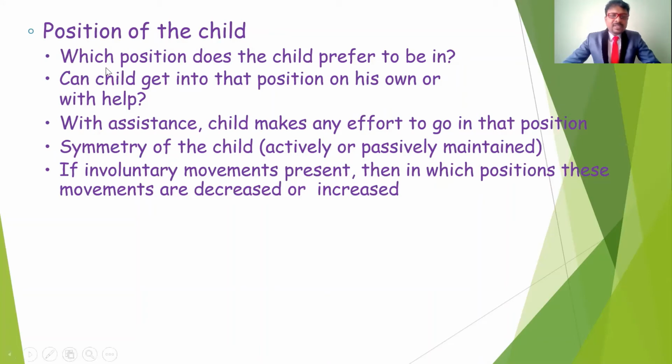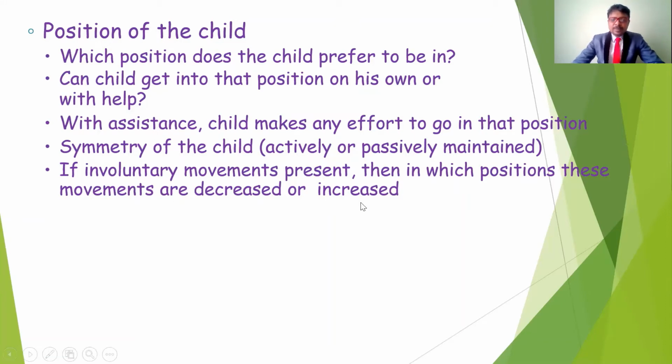We have to check with assistance whether the child makes any effort to go to that position, and the symmetry of the child, whether actively or passively maintained. How is the symmetry in the limbs? Is there abnormality, and is he moving easily or not? We have to check his active and passive movement, in both, how he maintains the positions. We have to record and analyze. If he maintains positions actively or passively, we can understand what difficulties he has.